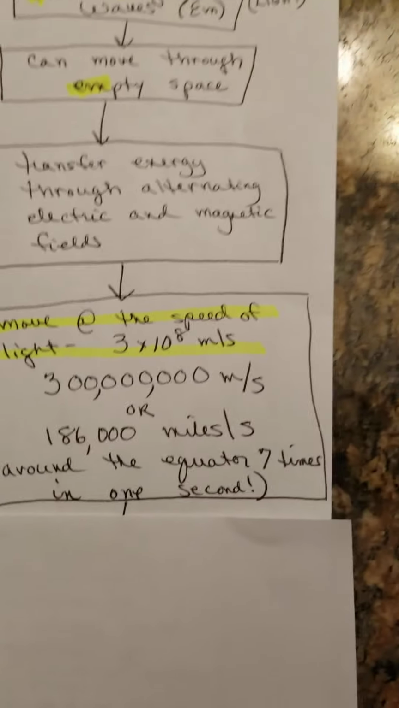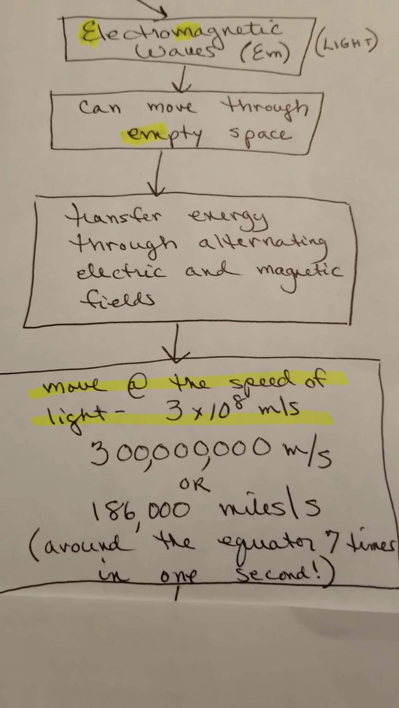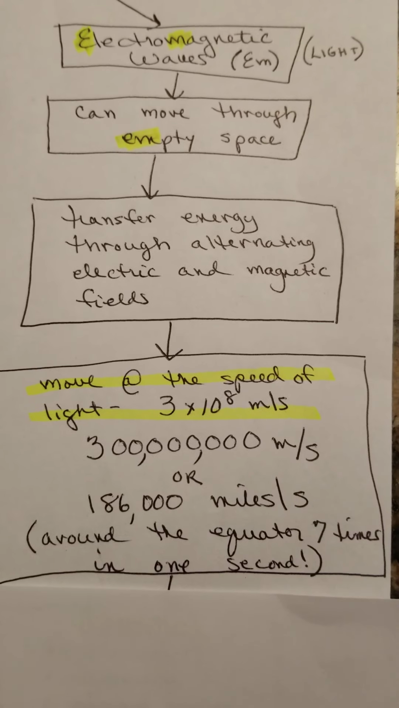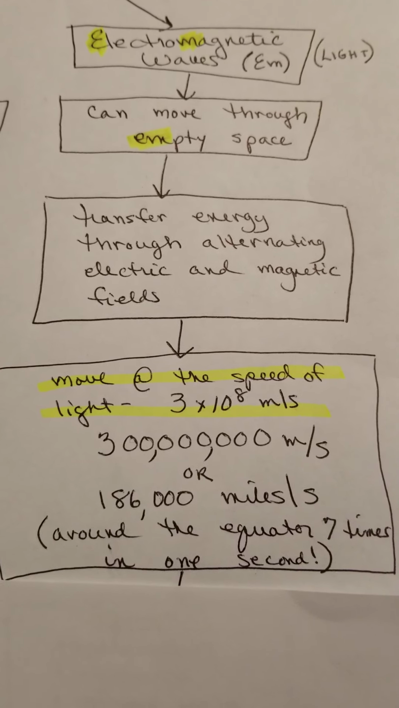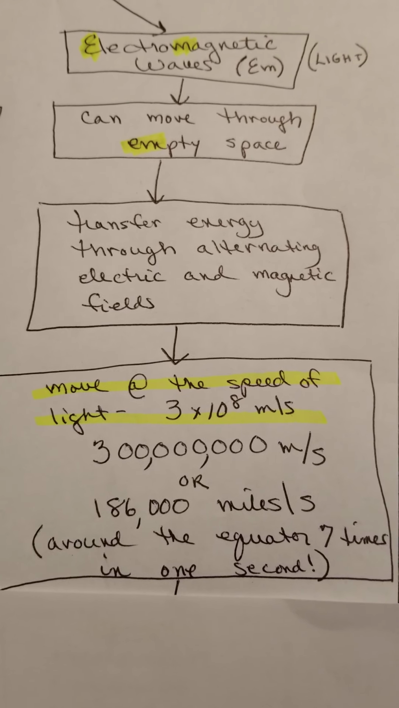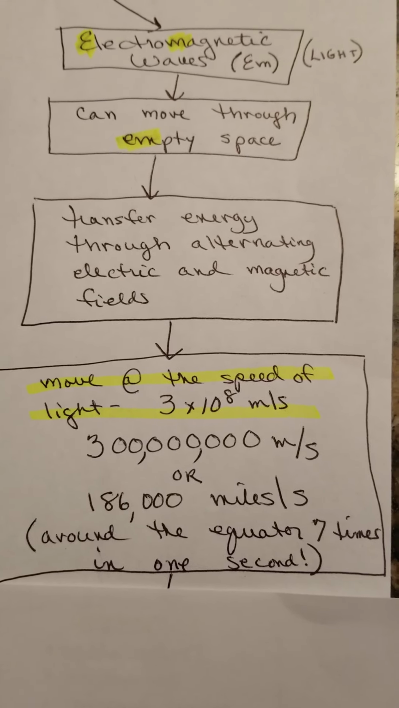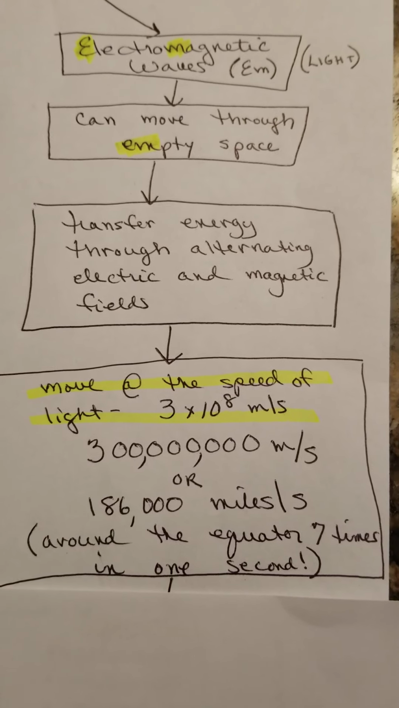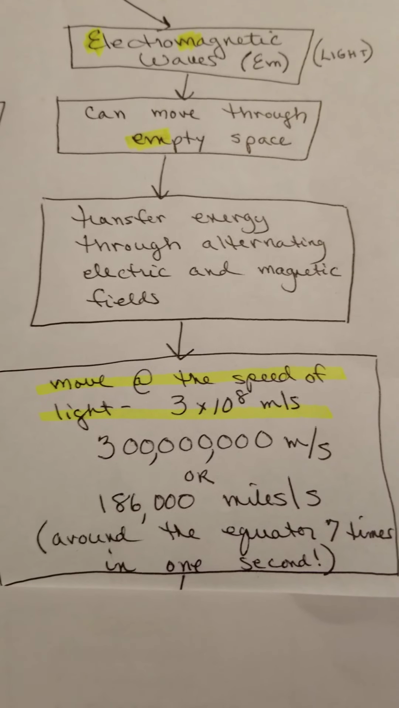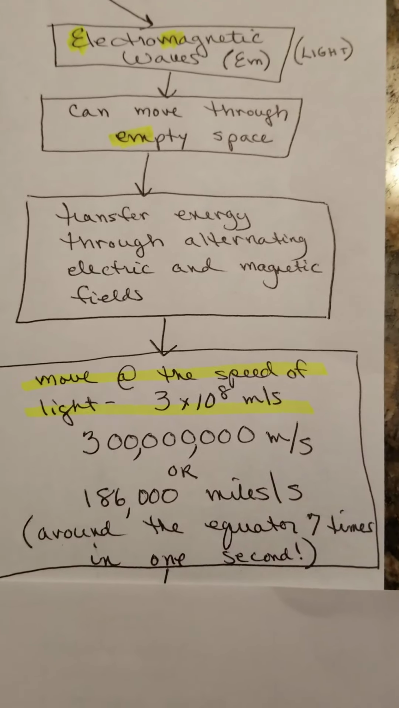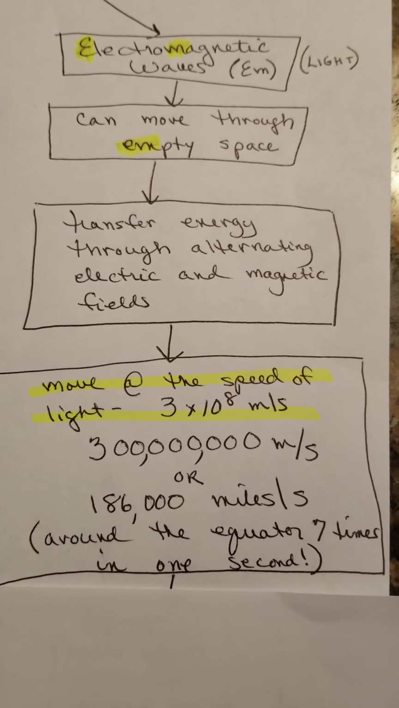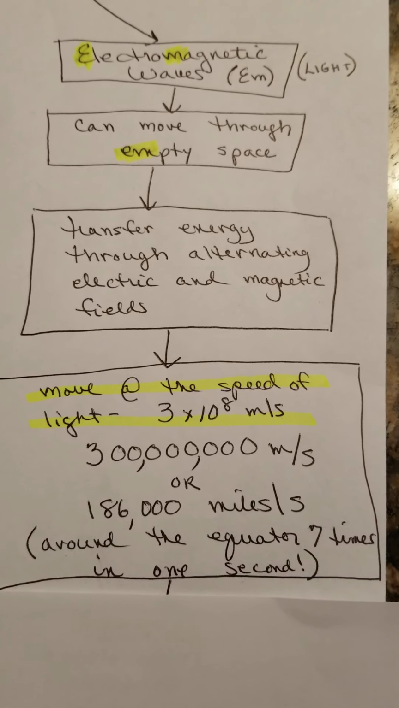So moving on to light waves. Light waves comparatively move at 3 times 10 to the 8th meters per second. That's a 3 with 8 zeros after it. That's 300 million meters per second, or in the English system, 186,336 miles per second. So that means if light started, it would go around the equator 7 times in a second.